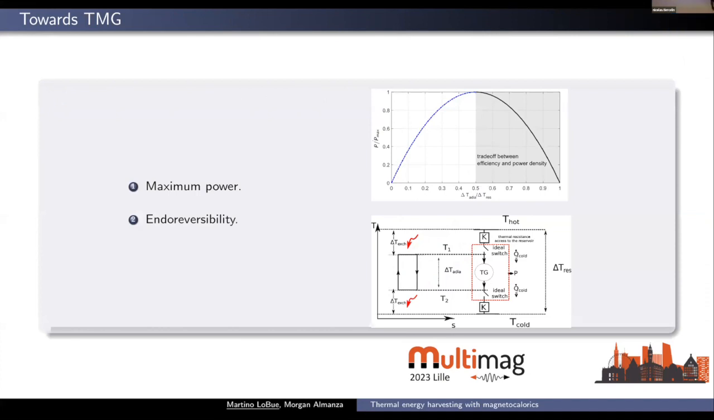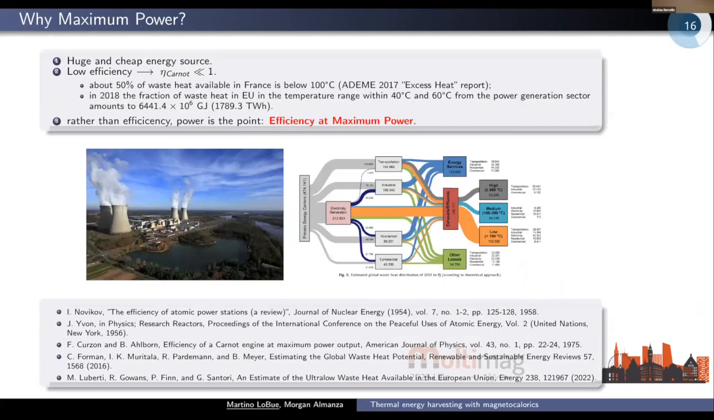So some keys to understand the potentialities of this technology. Well, people were using magnetocalorics for cooling. All the focus was on efficiency. When you say cooling, you say more efficient cooling, that's the key. When you are harvesting waste heat, the emphasis switches to power. For many reasons, because you are harvesting to power up something, so you have a minimum power that you need to have something useful, okay? And for another reason, and it is that in principle, you have waste energy. You have an energy that is cheap and is lost.